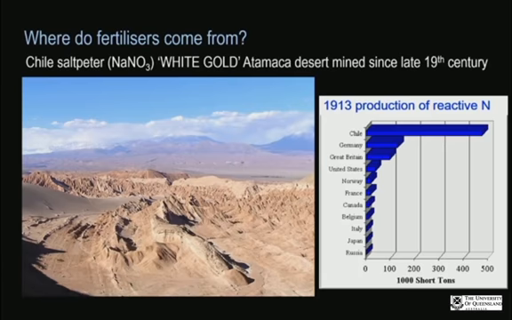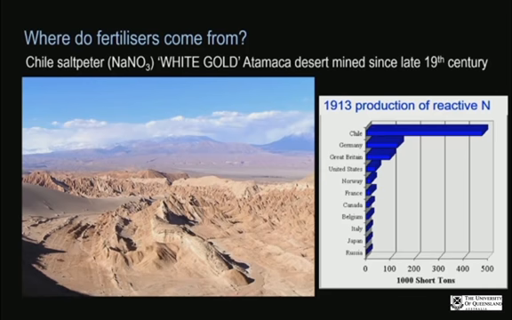You can see the production was mostly Chile in 1913, and then Germany and a few other nations. But at the turn into the 20th century, the global shipping of nitrogen, Chile saltpeter, was getting a bit unreliable, and that's why the Germans started to think of alternatives.